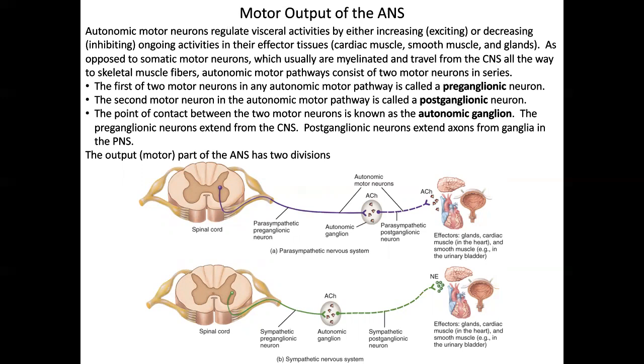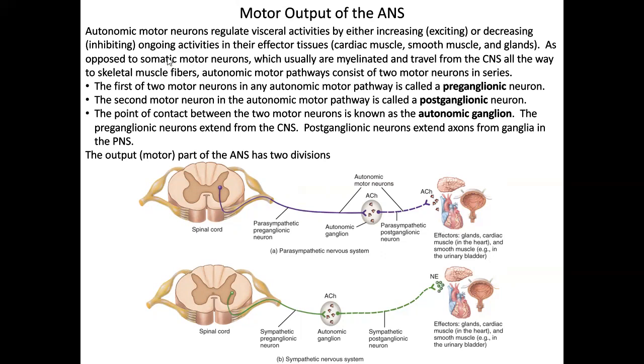We can say that autonomic motor neurons regulate the visceral activities by either increasing, which we could replace with exciting, or decreasing, which we could replace with inhibiting, the ongoing activities in their effector tissues. And when we talk about the autonomic nervous system, the three effectors are always going to be cardiac muscle, smooth muscle, and glands, as we showed down here at the bottom.